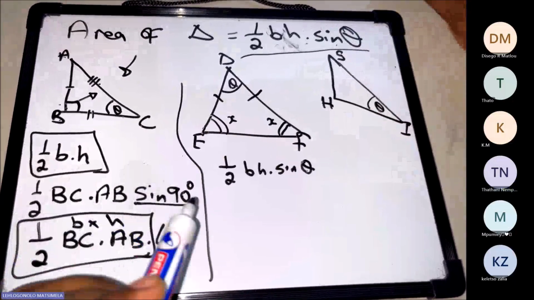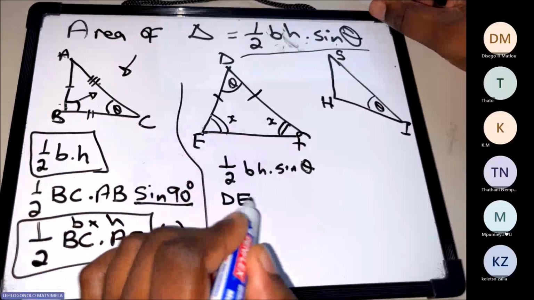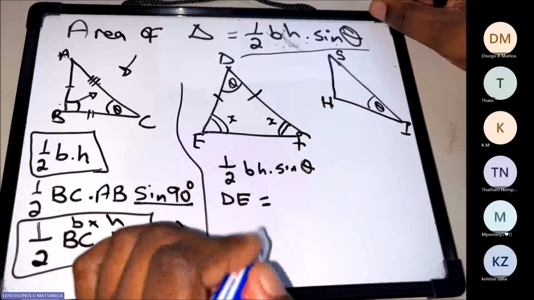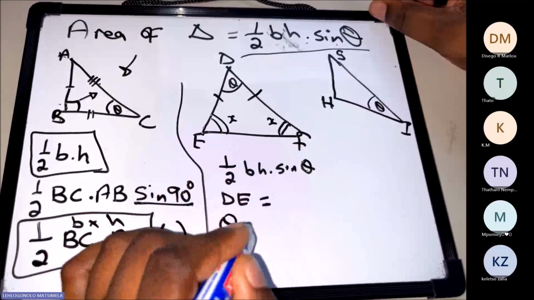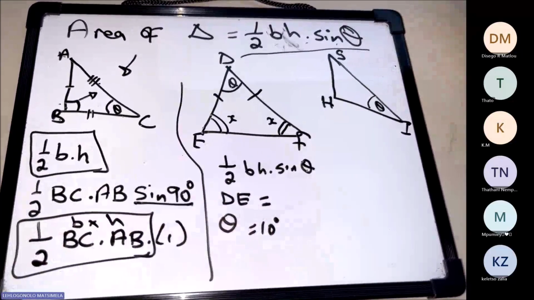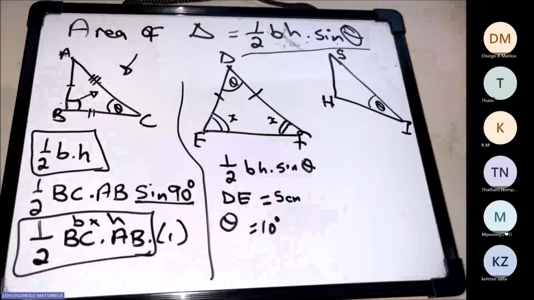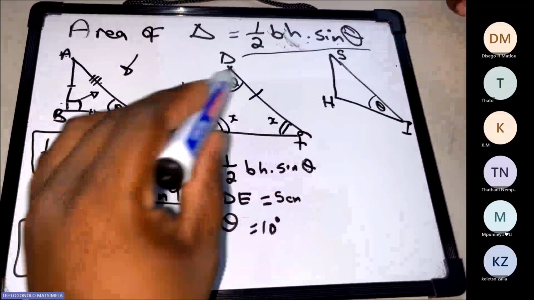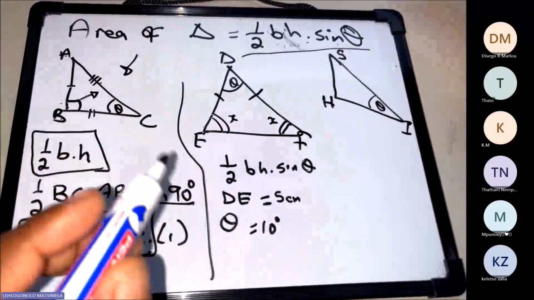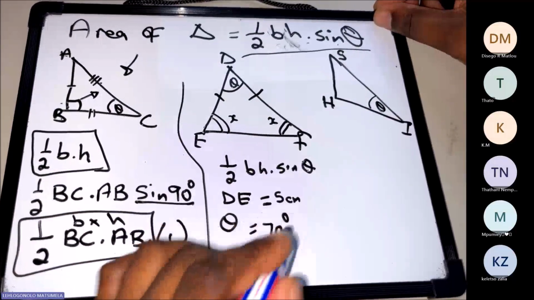Let's start to see. If now we are given side DE, so remember, we are only given side DE, and then we are also given angle theta. Let's assume angle theta is 10 degrees, and side DE is 5 centimeters, I'm just assuming, right? Then we're not forgetting that this triangle is an isosceles. Okay, let me not use 10. Let me use 70.